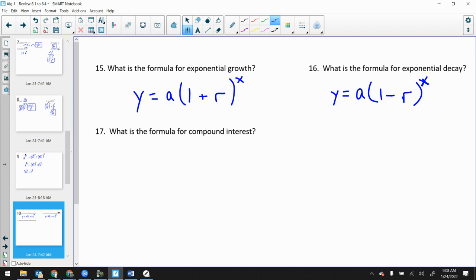Little a is your original amount, my starting value on the outside. R is your rate. What do I have to do to that rate? Decimal. Make it a decimal. And then we have to remember the plus and the minus. And the x is always the time.